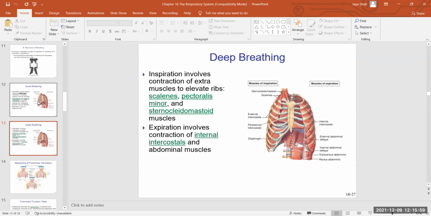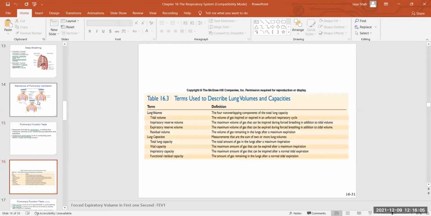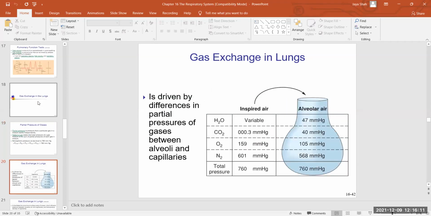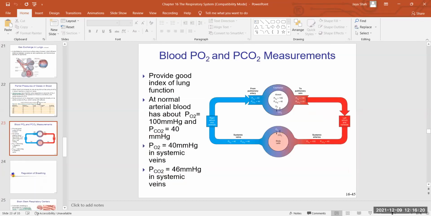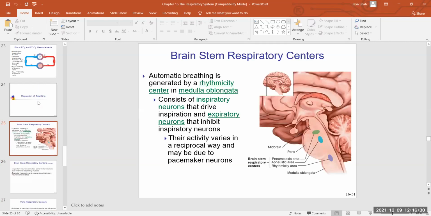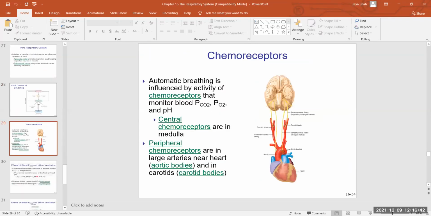Mechanism of breathing during quiet breathing and during deep breathing. Spirometry, and all the terminologies here. Gas exchange, partial pressure, Dalton's law, Henry's law, and blood PO2 and PCO2 measurement in the pulmonary and systemic circulation. What are the structures in the brain which regulate your breathing? And autonomic and voluntary breathing, how they are differently regulated by our brain.